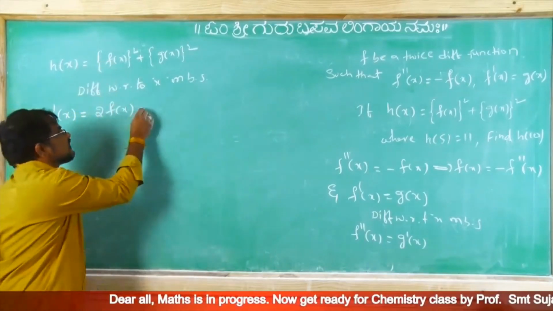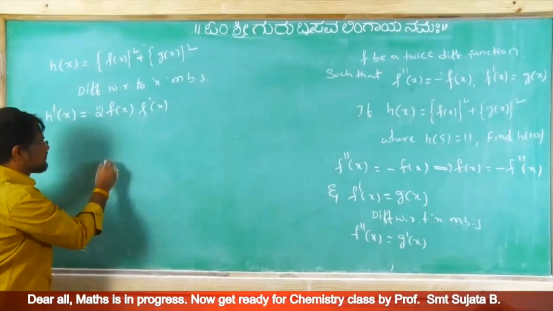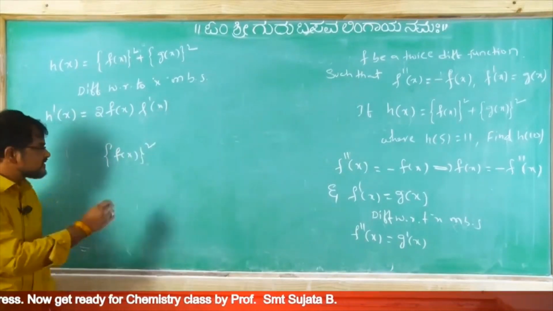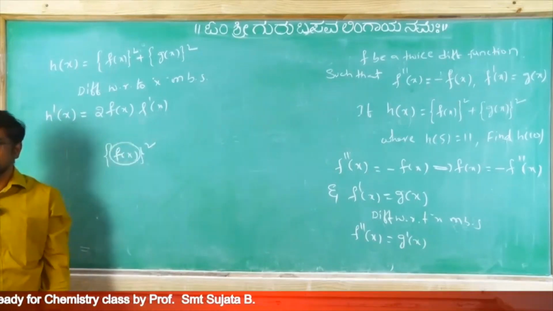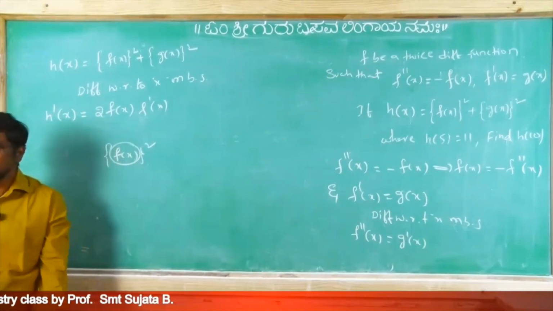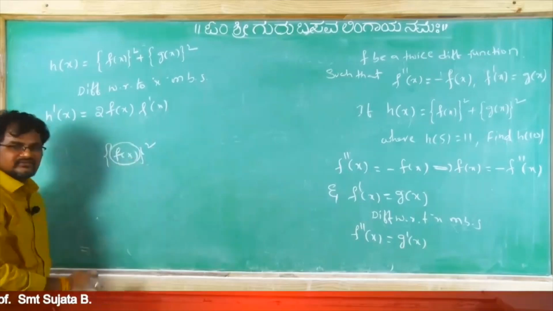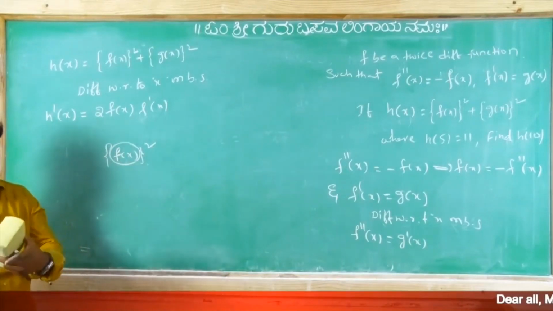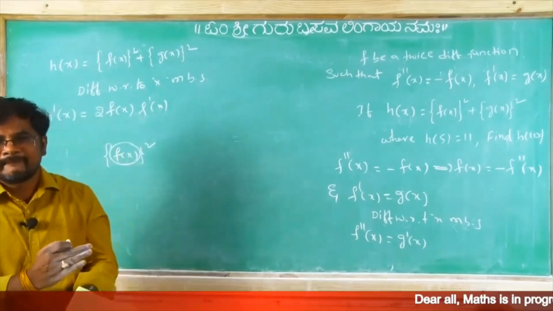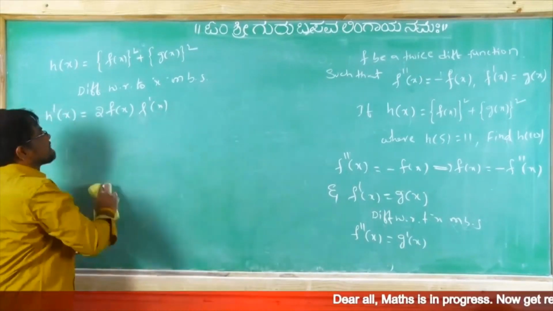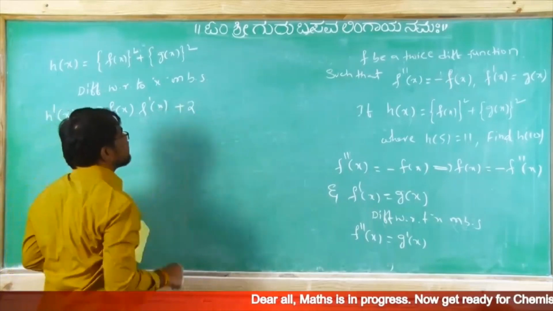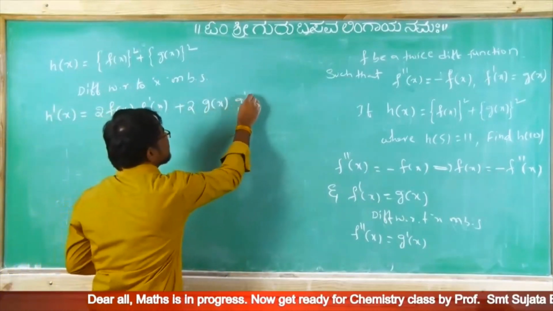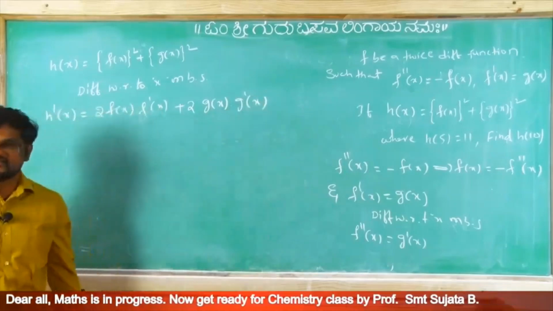So what we will get? f dash of x. Once again see, here f of x whole square is there. It is in the form of x square. Differentiation of x square is 2x, so 2 into f of x. Again we have to differentiate f of x, so differentiation of f of x will give f dash of x, plus 2 into g of x into g dash of x. Okay.